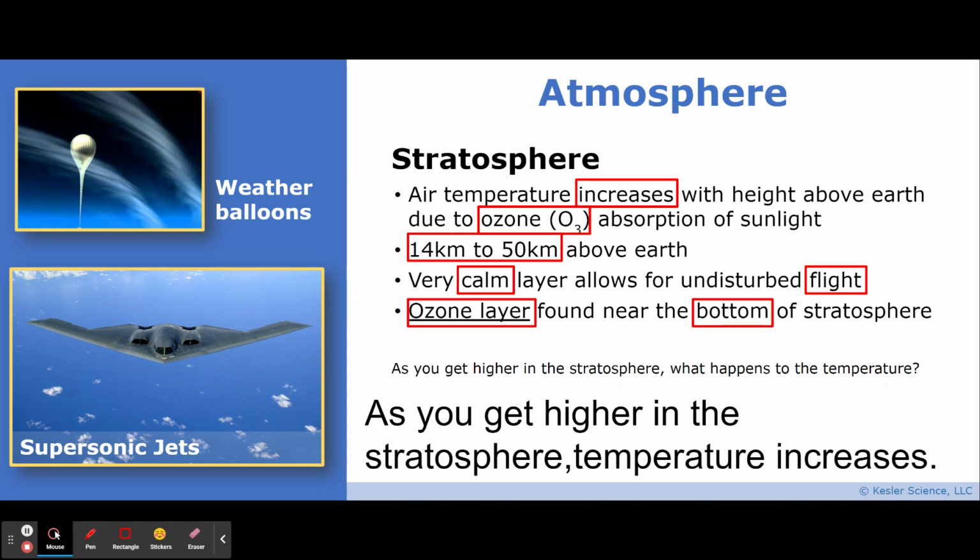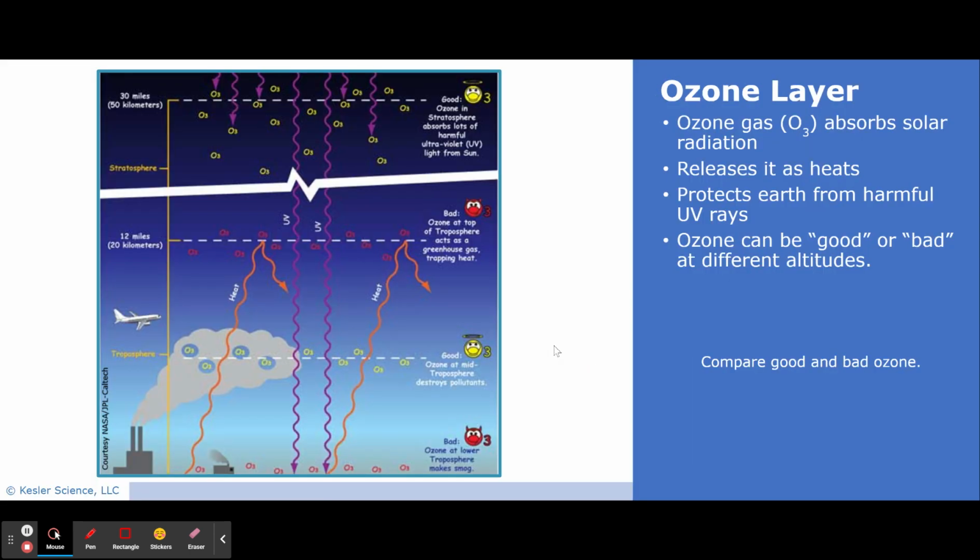After you finish filling that in, you're going to go on to the next page in your notes where we talk about the ozone layer. Here we go. Okay, so our ozone layer, this is going to be a part 2 question. So you're going to want to really review about ozones.